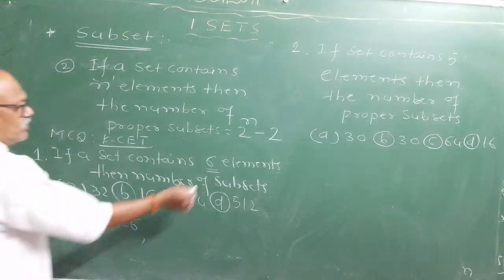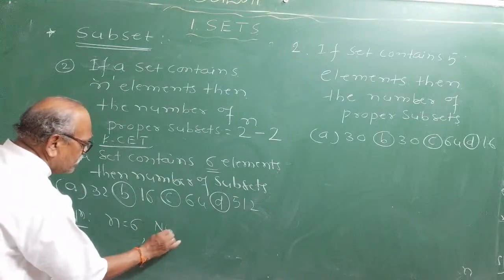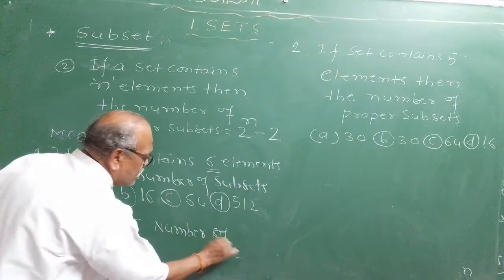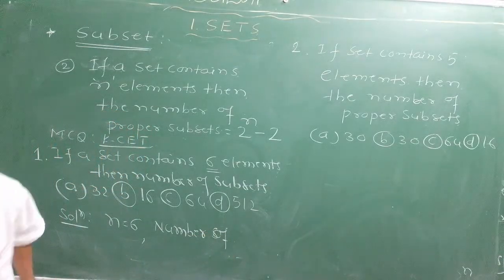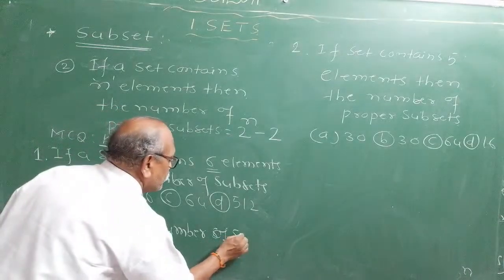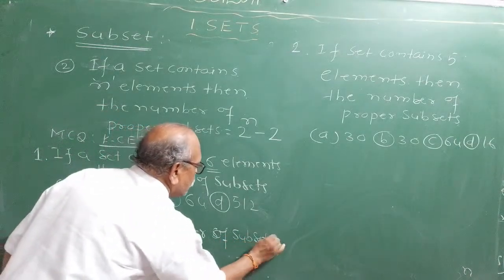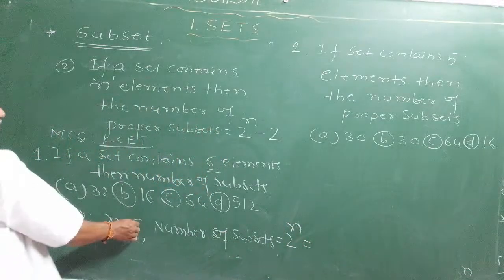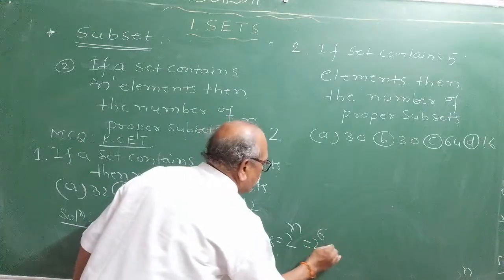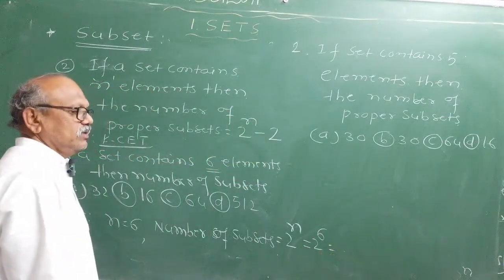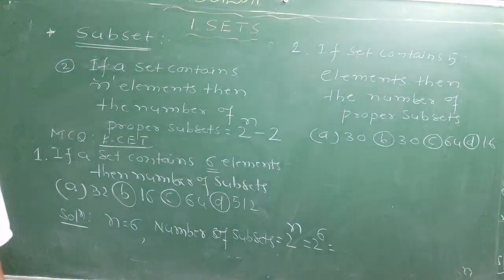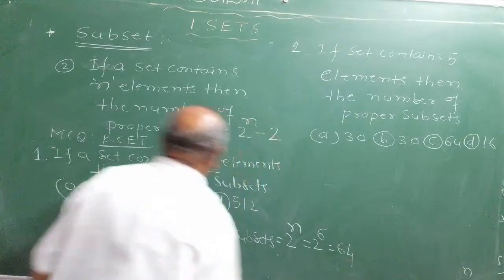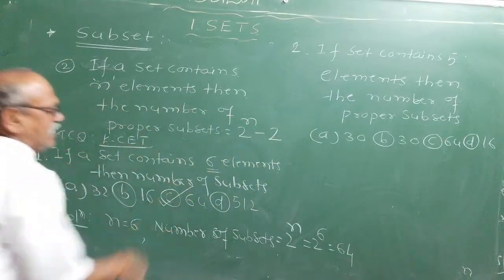Very simple. What is the formula? Number of subsets is equal to 2 raised to n. What is n here? 6. 2 raised to 6. Multiply 2 six times. 2 4s are 8, 8 2s are 16, 16 2s are 32, 32 2s are 64. Therefore, the correct answer is C.